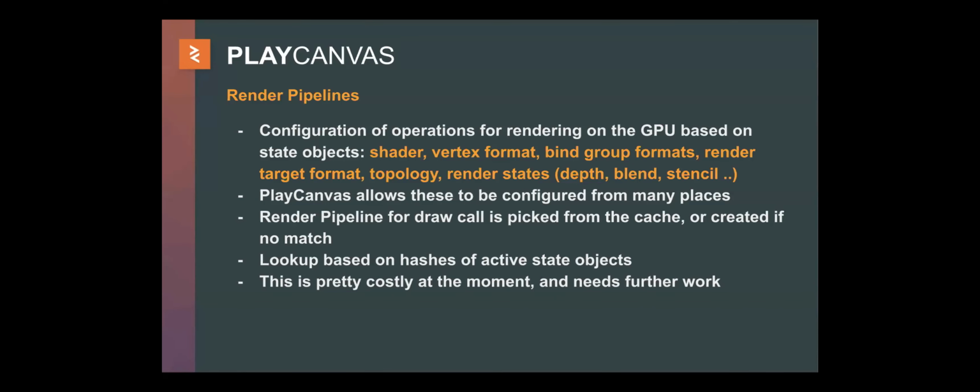So this is for us done dynamically currently. And all of these individual parts that contribute have hashes computed. And we simply look up a map with those hashes to get a pipeline. And if one isn't there yet, we'll just create it. So at the moment, this works great, but it's a little bit more costly than we're happy with. So we'll have to improve it a bit.